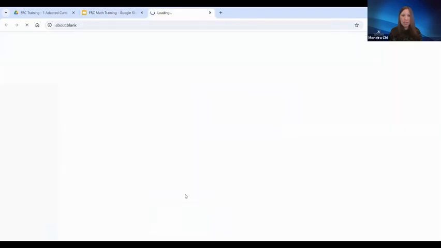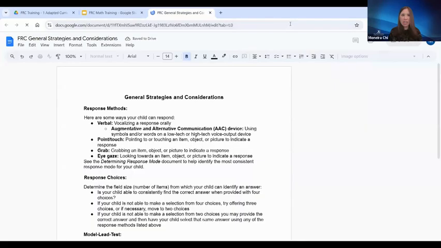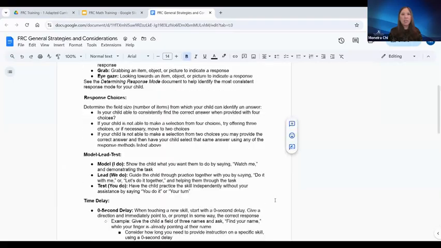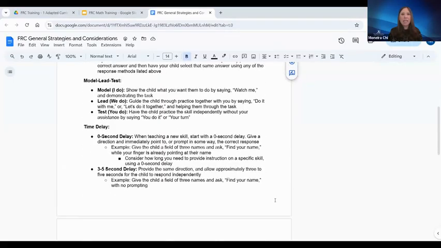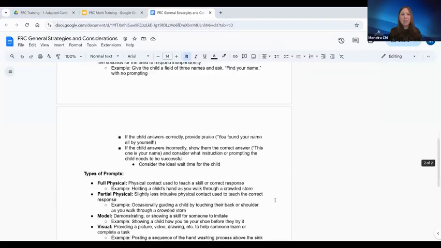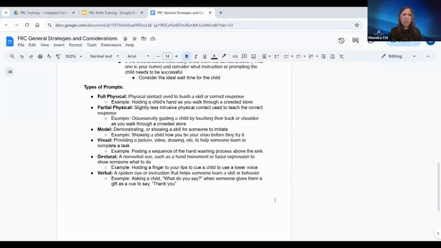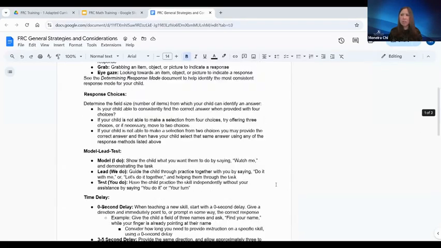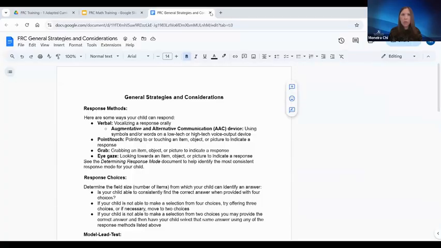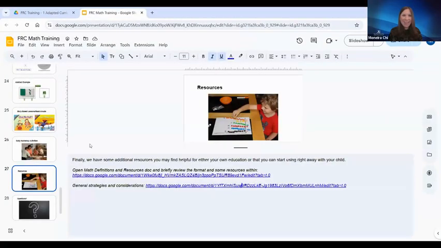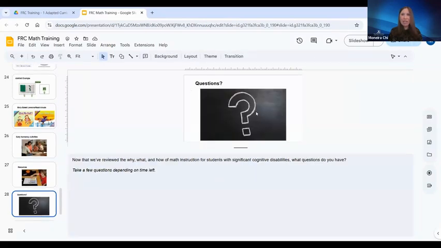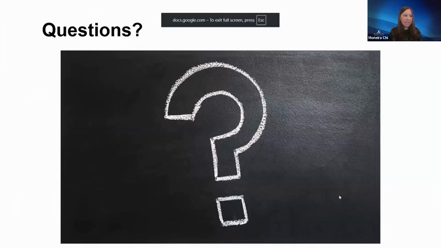And then this one right here just gives you some general strategies on identifying response modes, using model lead test, using time delay, and then using prompting to teach any of those skills. So hopefully, within all of these resources here, you have a really solid start for getting going with some math practice and instruction at home with your children.